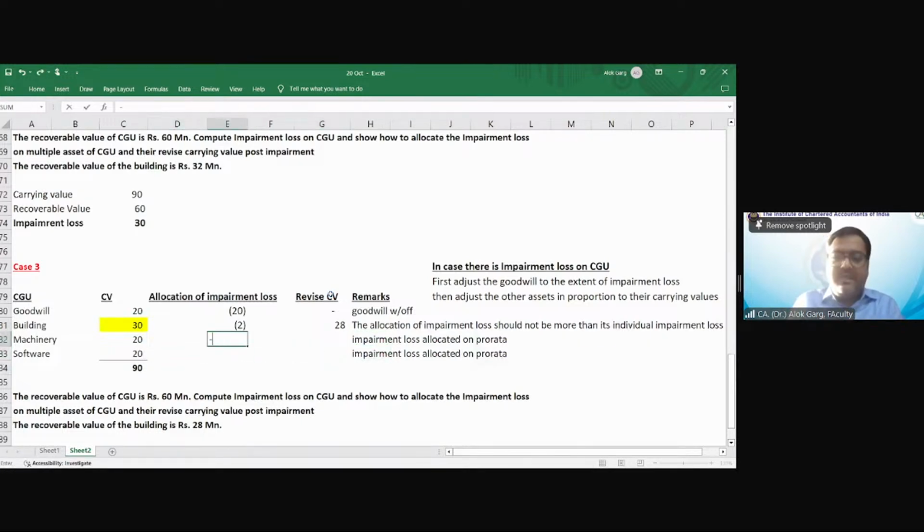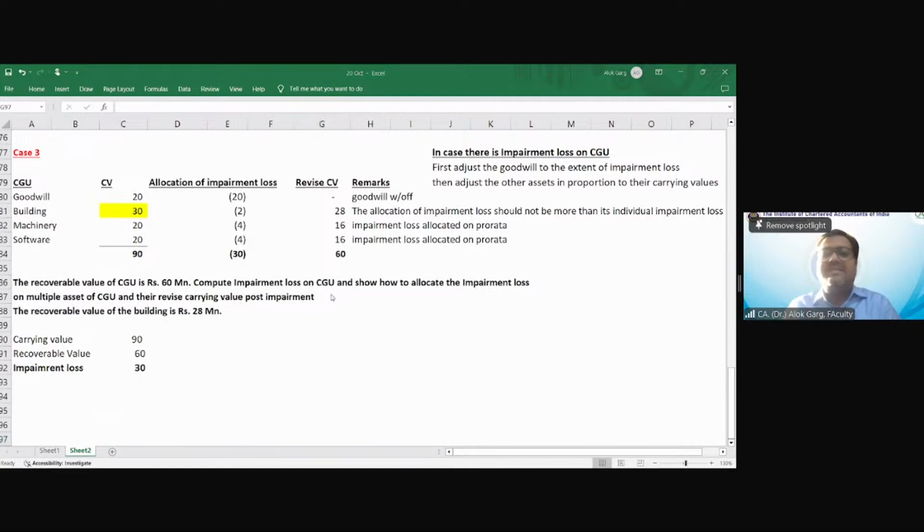So minus 8 multiply by 20 divide by 40. Same, minus 8 multiply by 20 divide by 40. This is your carrying value. And this is your total impairment loss and carrying value.